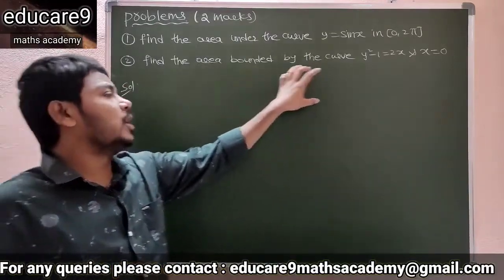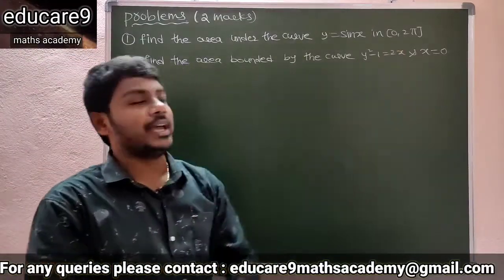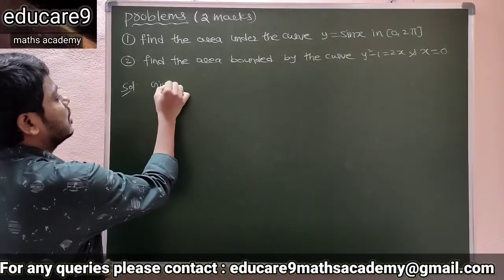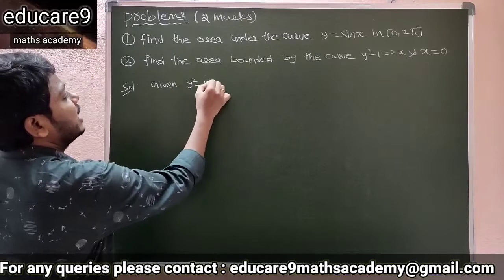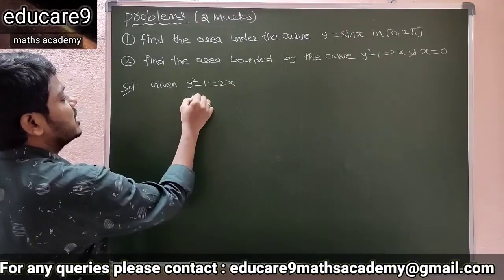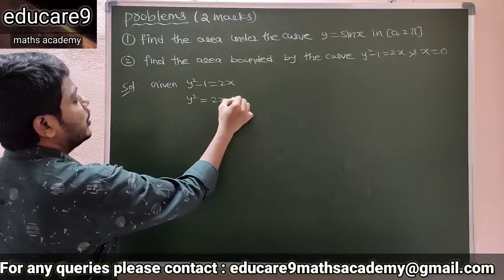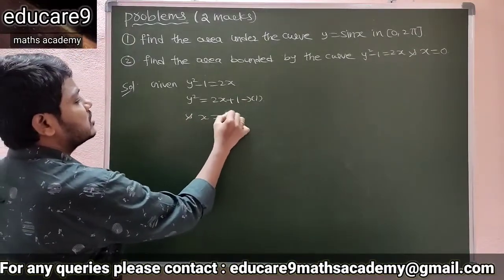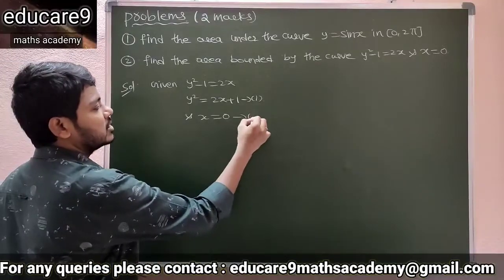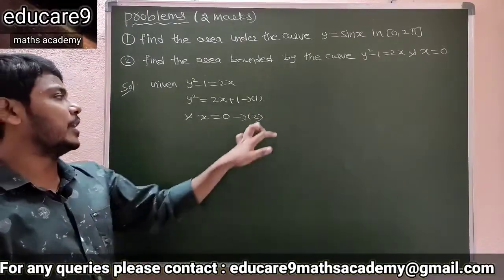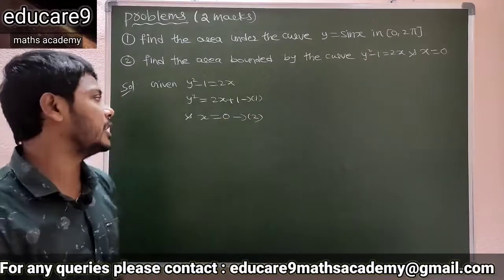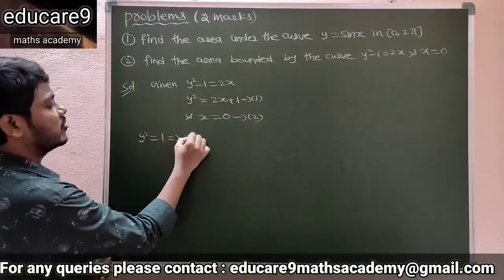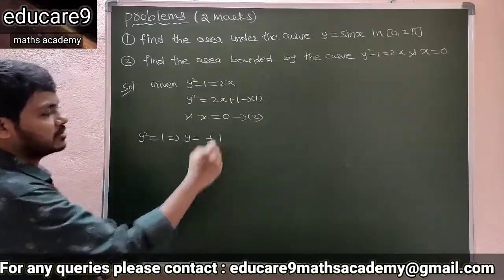Find the area bounded by the curve y² minus 1 equals 2x and x equals 0. So see here, given y² minus 1 is equal to 2x. So this is y² equals 2x plus 1. This is equation 1, and x equals 0, this is equation 2. So first we need to find the point of intersection of curve and line. So that is y² equals 1. From this y equals plus or minus 1.